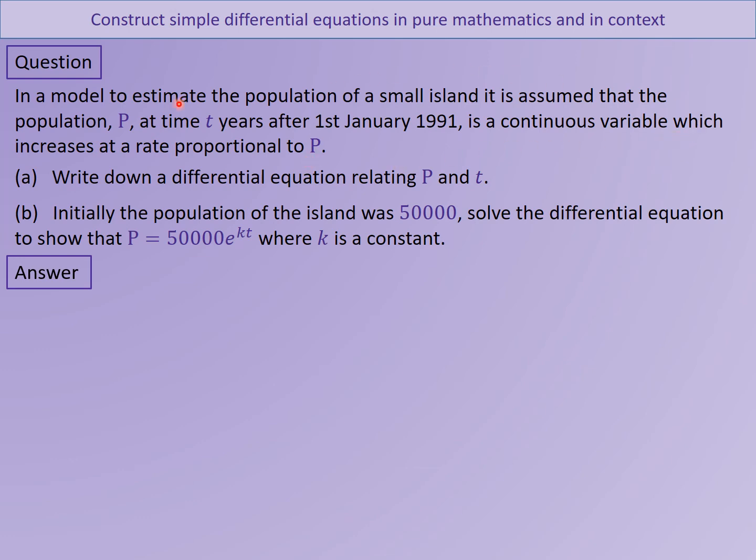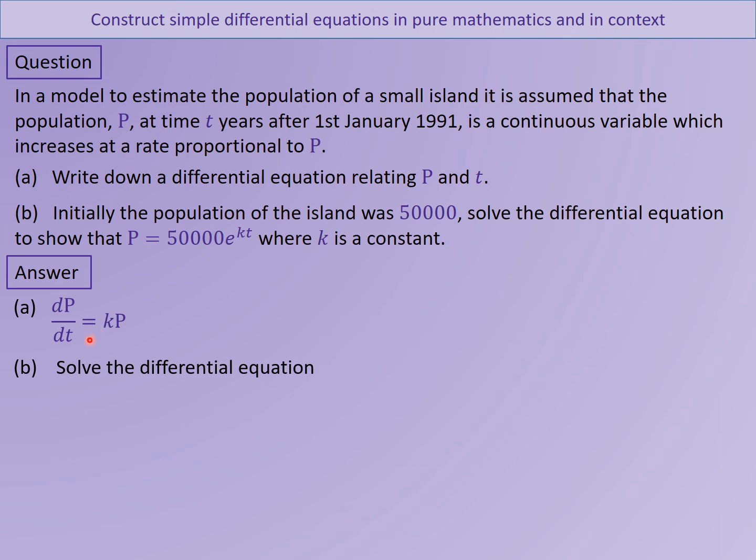So trying to cut out a lot of those words and trying to get a picture of what's actually going on: the population P is a continuous variable, which increases at a rate proportional to P. So it's talking about a rate of change just there. So I can write it down as dP over dt. I can write that first bit down as a change in population over change in time is equal to some amount of the original population.